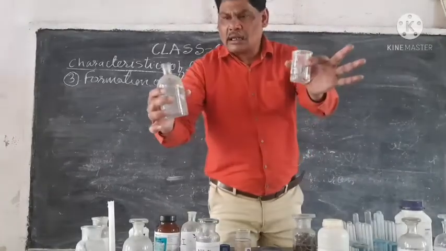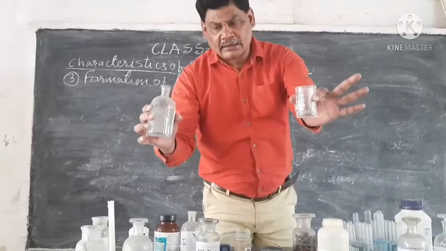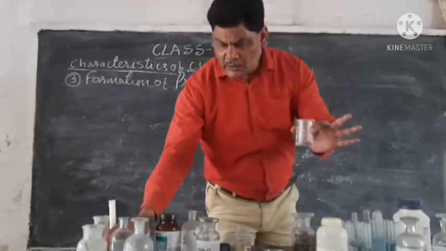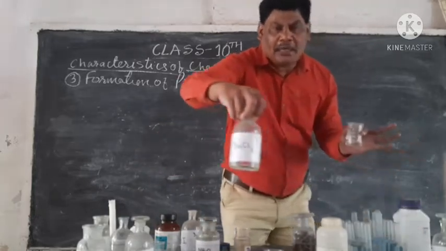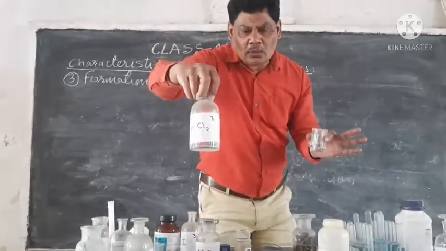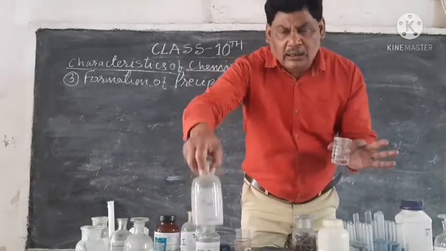Look at what is the color of H2SO4? It is colorless. Now to this H2SO4 solution, I am adding barium chloride solution. Look at the barium chloride solution. Again, this is colorless.